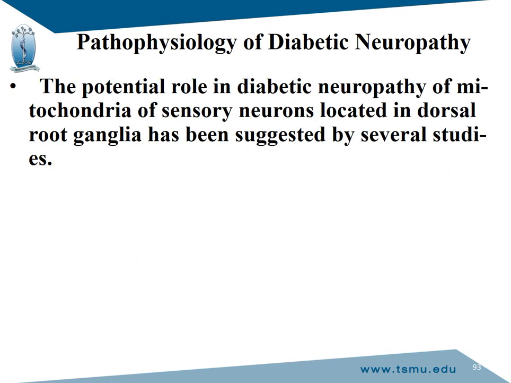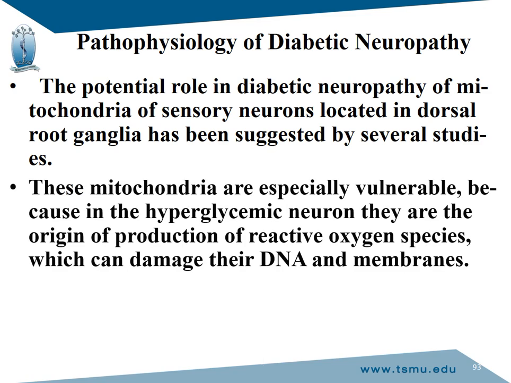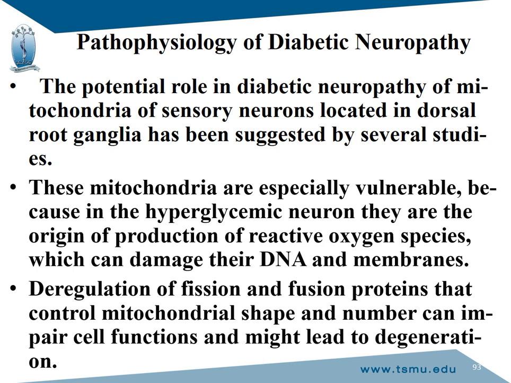The potential role in diabetic neuropathy of mitochondria of sensory neurons located in dorsal root ganglia has been suggested by several studies. These mitochondria are especially vulnerable because in the hyperglycemic neurons they are the origin of production of reactive oxygen species, which can damage their DNA and membranes. Deregulation of fission and fusion proteins that control mitochondrial shape and number can impair their functions and might lead to degeneration.